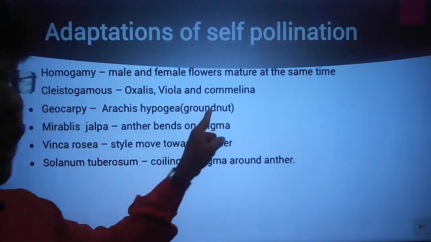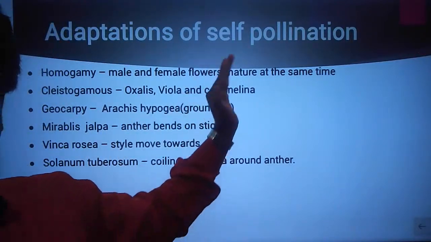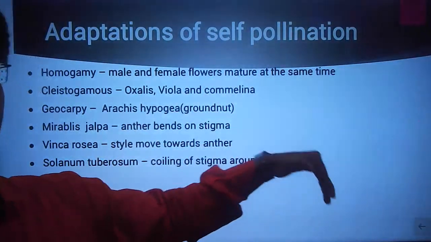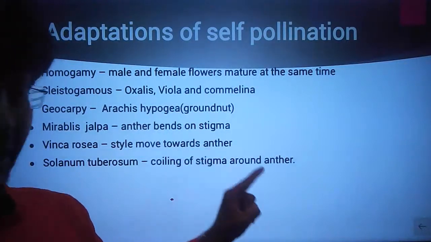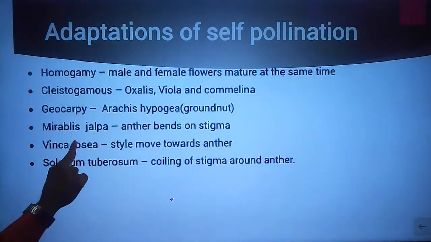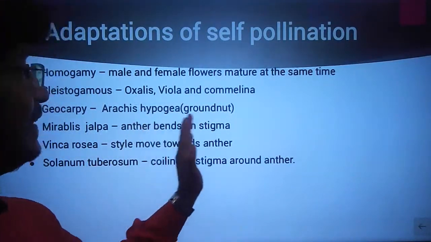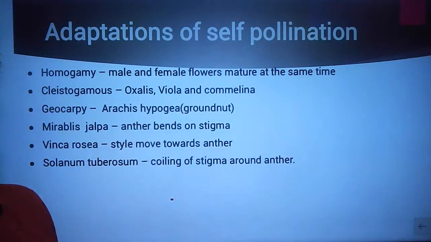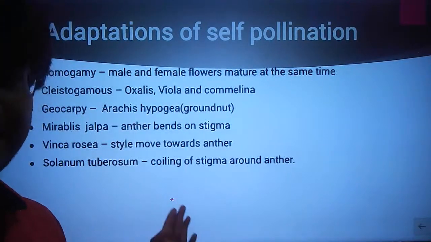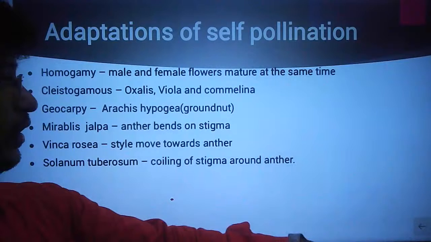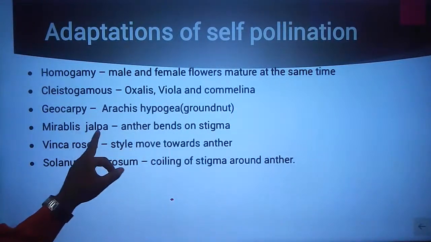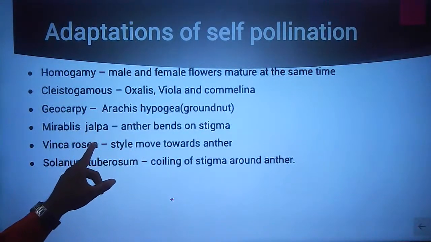Just like in groundnut, where the ovary started bending towards the ground to fulfill the pollination, the same way in Mirabilis jalapa, the anther will start bending towards the female, the stigma. Once the pollination is successful, the anther will come back to its form. Getting what I'm trying to say? So this is a kind of adaptation you could see in Mirabilis jalapa.